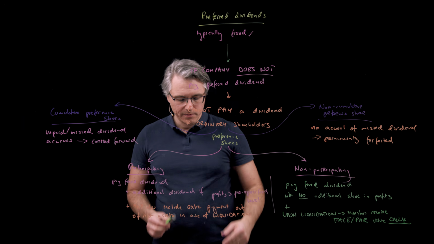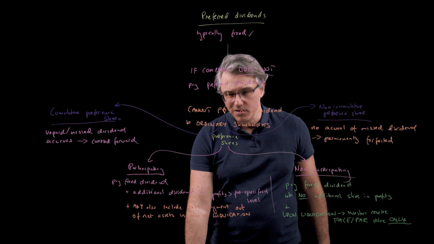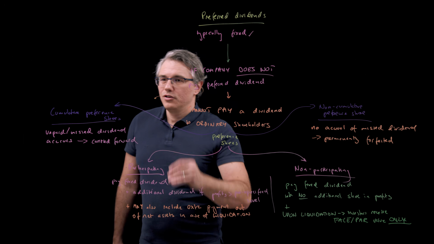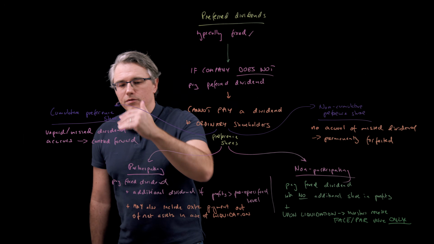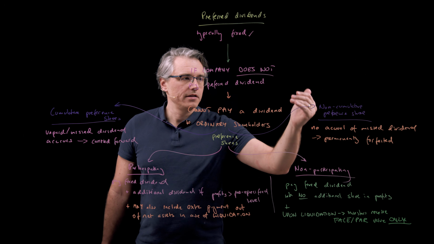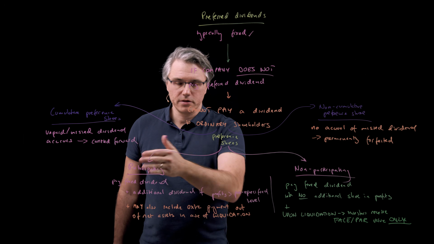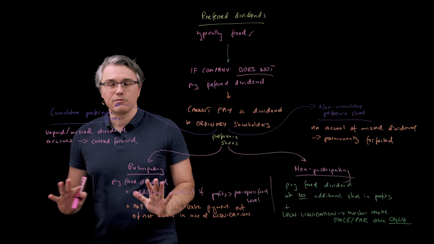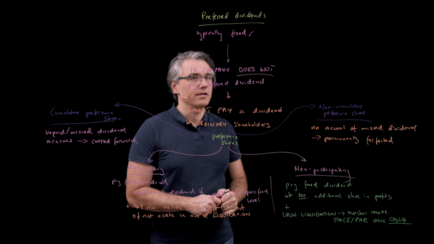Obviously, non-participating preference shares are the more typical type, but as I said before, you can have any combination of cumulative, participating, non-participating, or non-cumulative, participating, non-participating shares. So these relate to completely different sort of criteria.